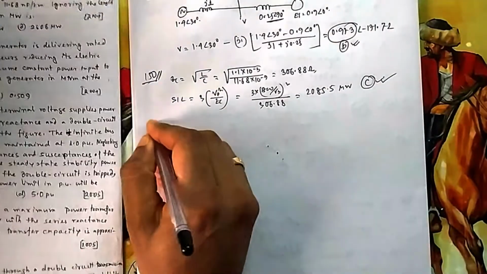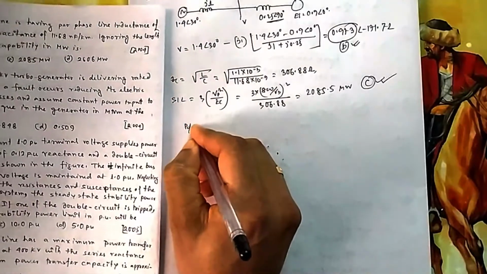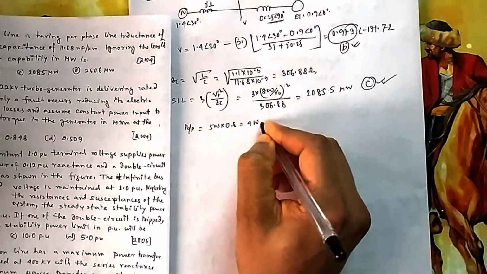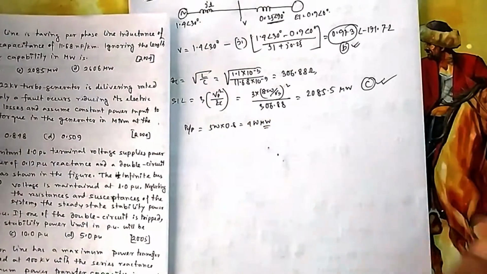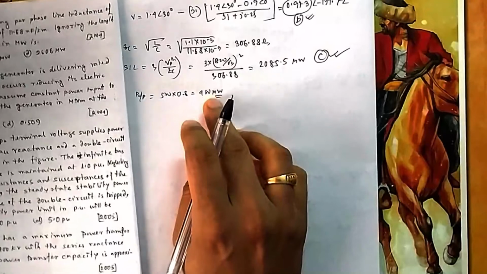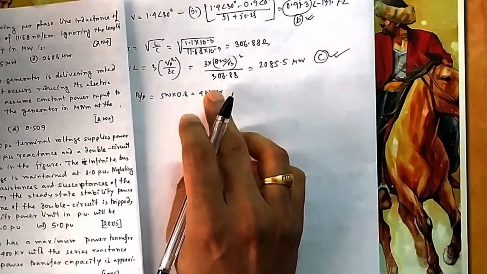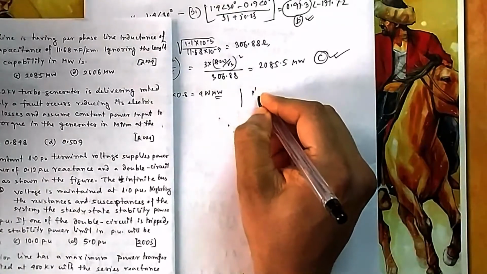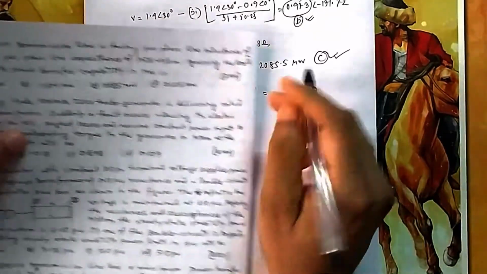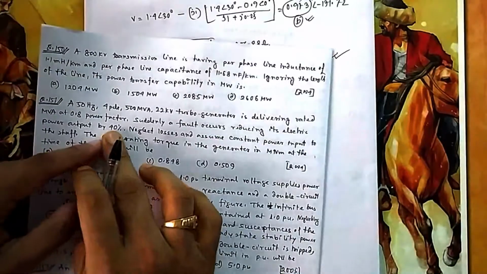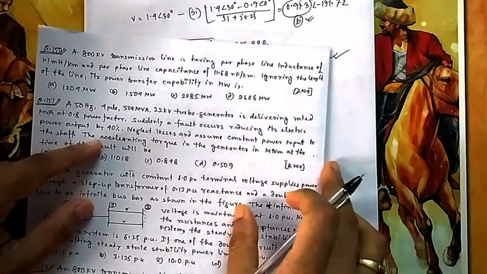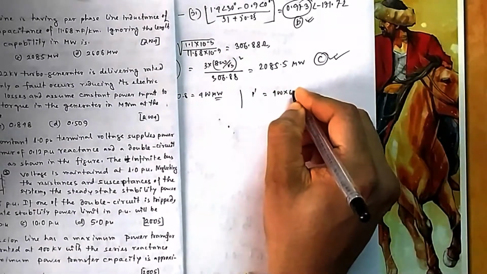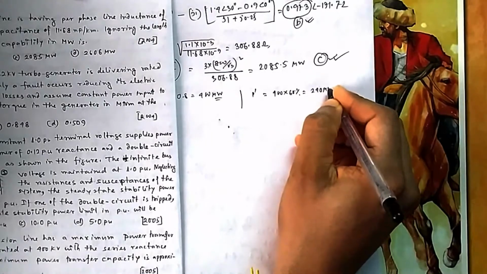So in terms of power, the power output initially was 500 into 0.8, the power factor, that is 400 megawatt. So this was the input power. This much is your prime mover input, because your output was this much. But suddenly there is a fault, due to which your new output is reduced by 40%. That means 40% has gone. So how much is left? 60%. So 400 into 60%, that is 240 megawatt. Now its output is 240 megawatt.